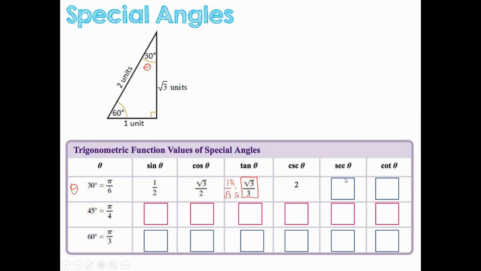Secant of theta, again, secant of theta is now going to be my hypotenuse over my adjacent side, which would be 2 over root 3. We cannot leave it like that. We have to rationalize, multiplying by square root of 3 to both the numerator and the denominator, and we'll get to 2 root 3 over 3.